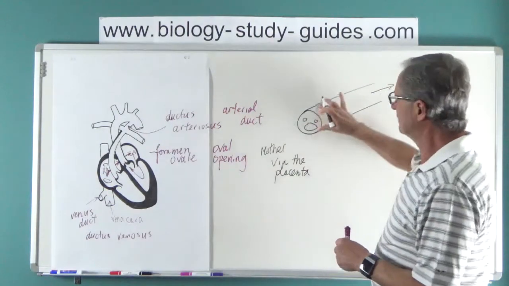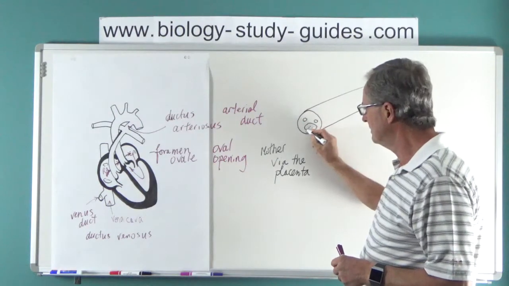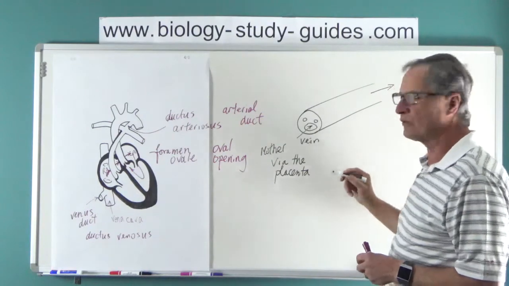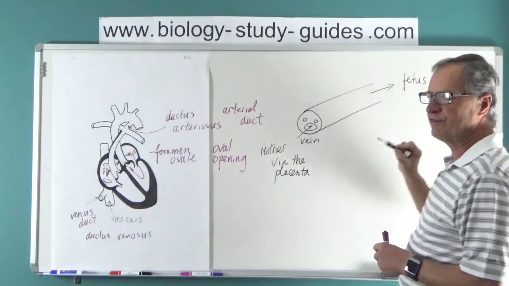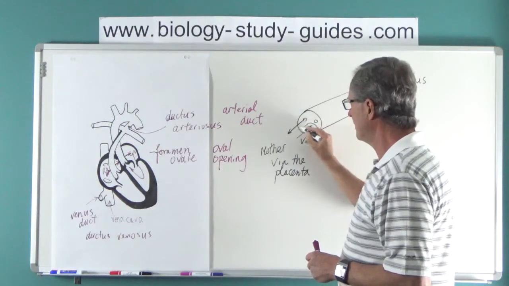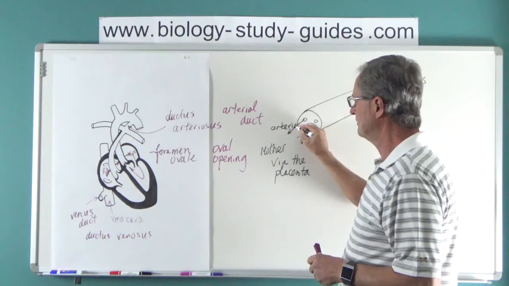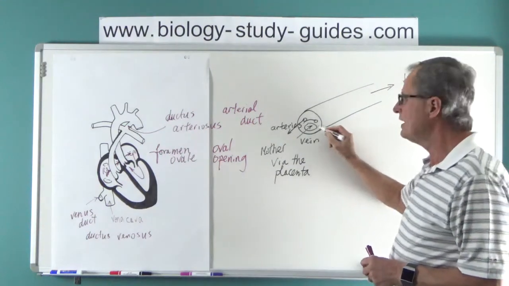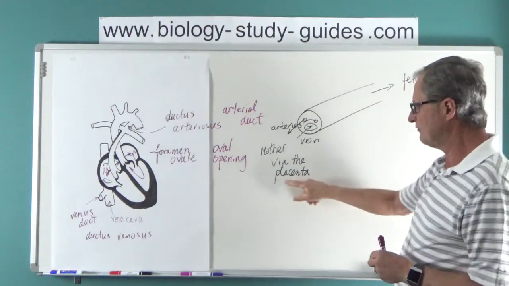But what the umbilical cord contains is 3 blood vessels. This one is a vein. Notice the vein, the way I've drawn the arrow, the vein is taking blood towards the fetus. These 2 here are arteries. Those 2. So we have 1 umbilical vein and 2 umbilical arteries. The umbilical vein is coming from the placenta.